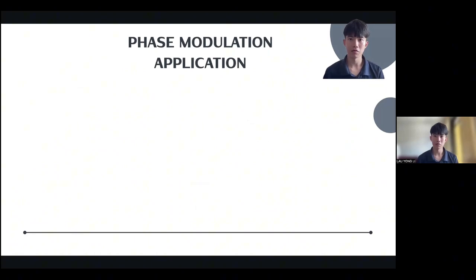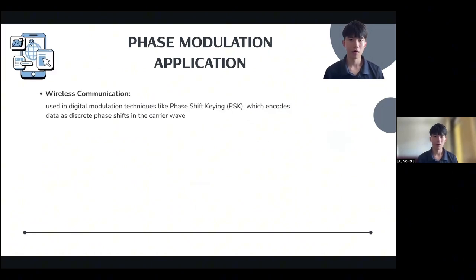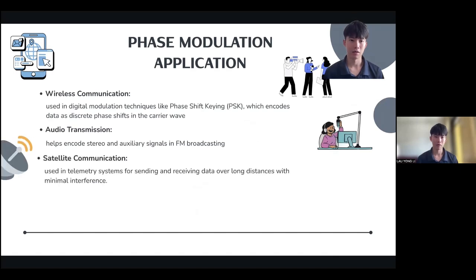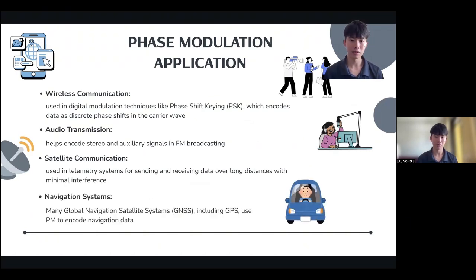There are several phase modulation applications. Firstly, wireless communications like phase shift keying. Secondly, audio transmission in FM broadcasting. Thirdly, satellite communication in telemetry systems. And finally, navigation systems like GPS.